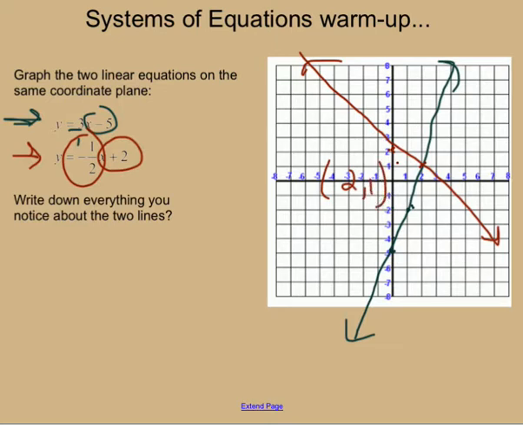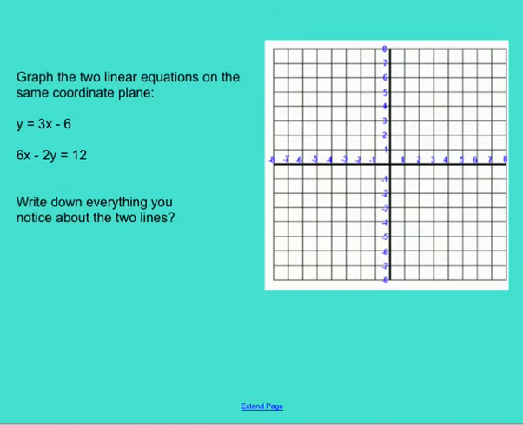So let's take a look at it some more. So let's take a look at this one. Graph the two linear equations on the same coordinate plane. Okay, so let's start with this one. This one I can graph really easily. So I'm crossing the y-axis at -6. Then my slope is 3, or 3/1. So I'm going up 1, 2, 3, and over 1. I'm plotting that point, and then I'm going to draw a straight line going through there.